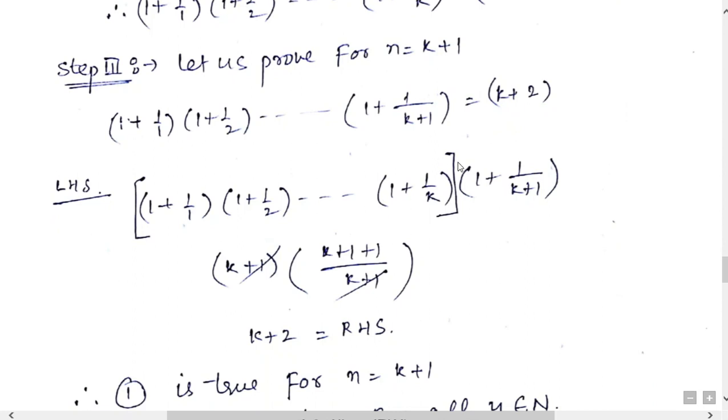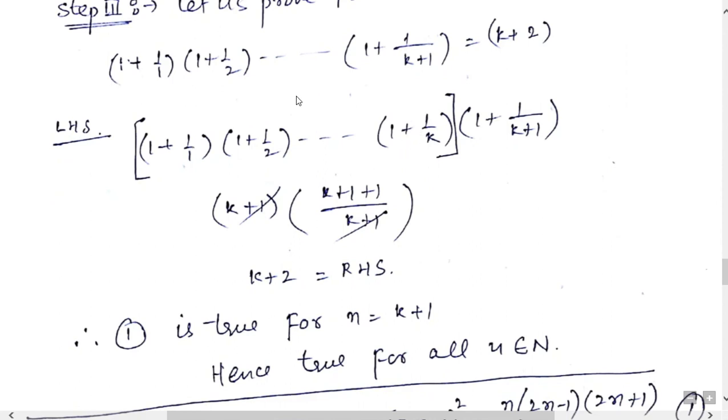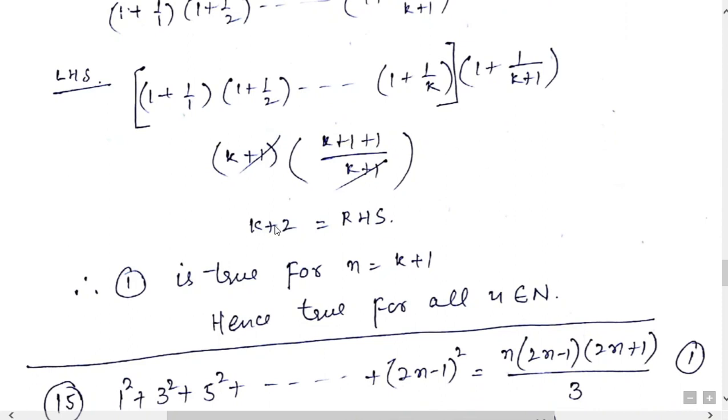Write the second last term. If the last term is 1 plus 1 over k plus 1, you can write easily 1 plus 1 over k, the second last term. Then insert the value from step number 2. It's k plus 1 into k plus 1 plus 1 divided by k plus 1. It's LCM in the second term or last term. Clearly, you can generate the answer as k plus 2 is equal to right hand side.